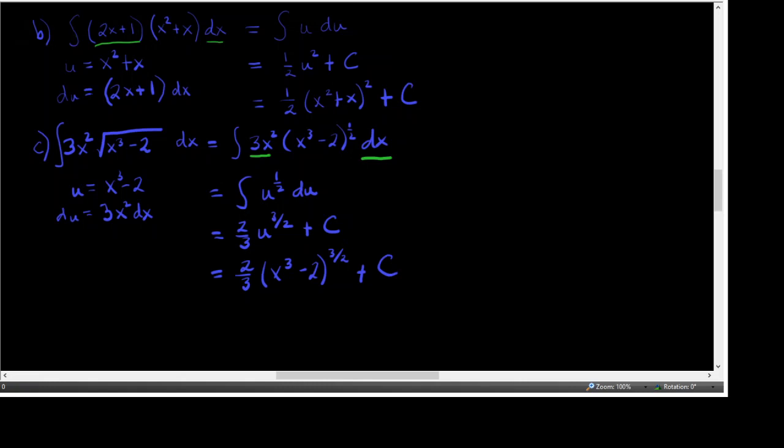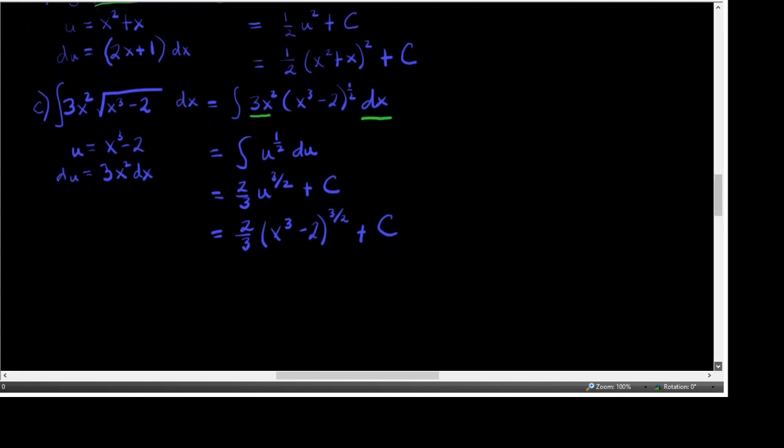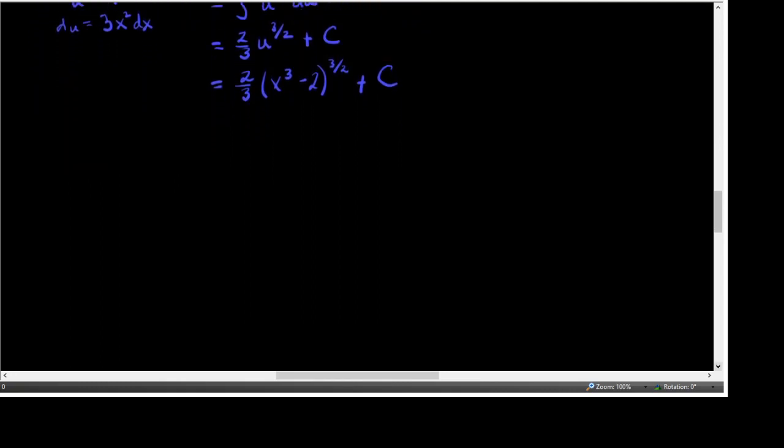All right. Example D. We're to integrate negative 4x divided by 1 minus 2x squared, quantity squared, dx.